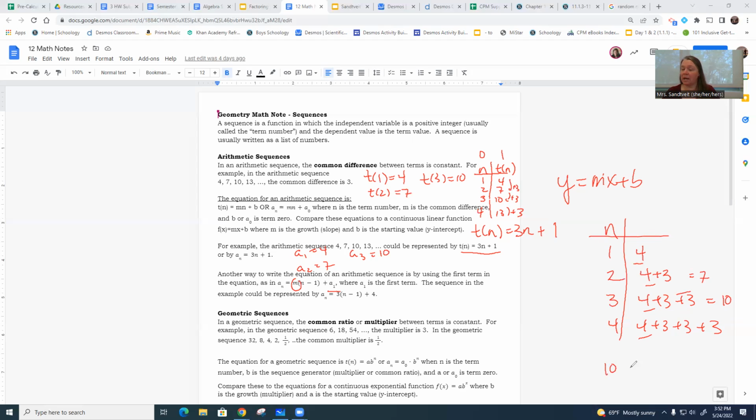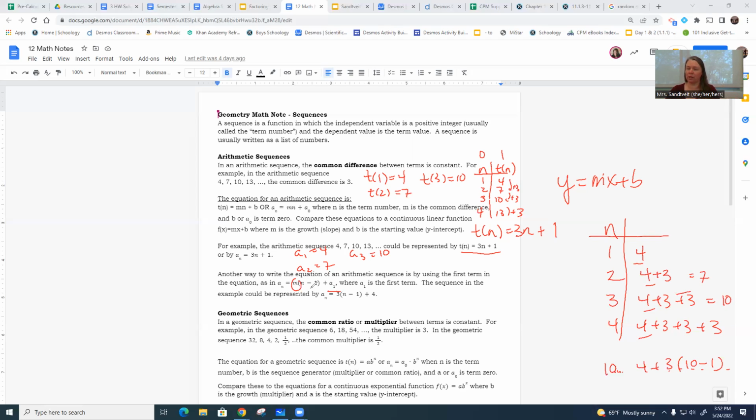So if I wanted to get my 10th term, I would do 4 plus... I don't want to write out all those 3s, but notice the pattern here. I would have to do 3 times whatever term number I'm on less 1, right? Because if it was term 4, I only had 3. So I would do 10 minus 1. And so that's where this n minus 1 is coming from in the rule.